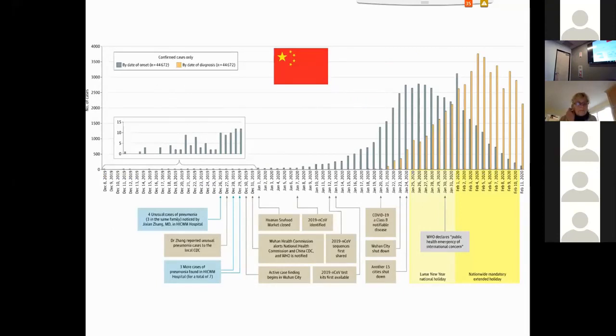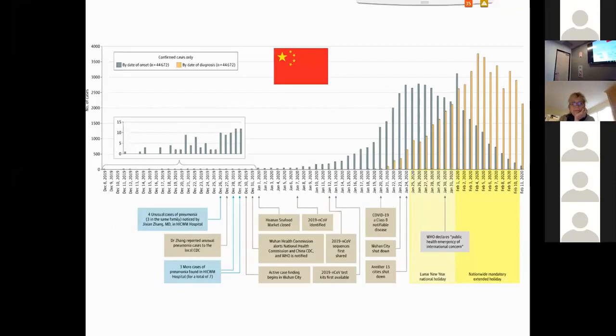And then this is also one of my favorite graphs. This is from the Chinese CDC. And there's a lot of information on here, so I'll orient you to a couple of points. If you look at the blue bars, that is onset date. And then if you look at the orange bars, that's by date of diagnosis. So you can see that actual delay in diagnosing cases versus their onset. And then you can see just a couple of important benchmarks at the bottom.